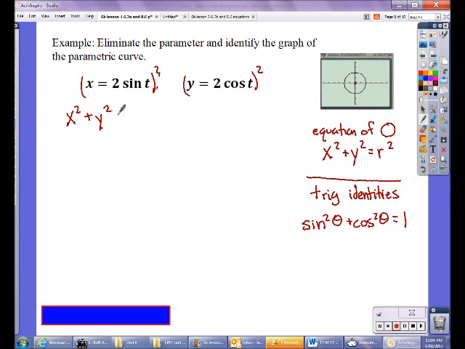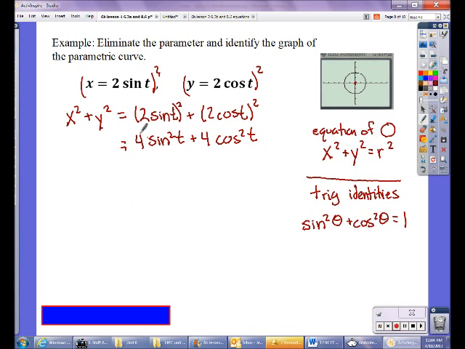So we have x squared plus y squared on one side, squaring them and then adding them together, and we have 2 sine of t squared and 2 cosine of t squared on the other side. Simplifying, don't forget to square the 2, not just the sine. This is what we get. And since we have a 4 in both terms, that's a common factor. Factor it out.